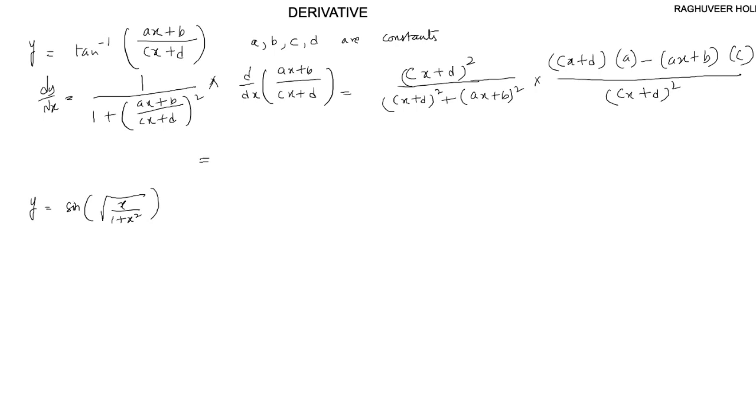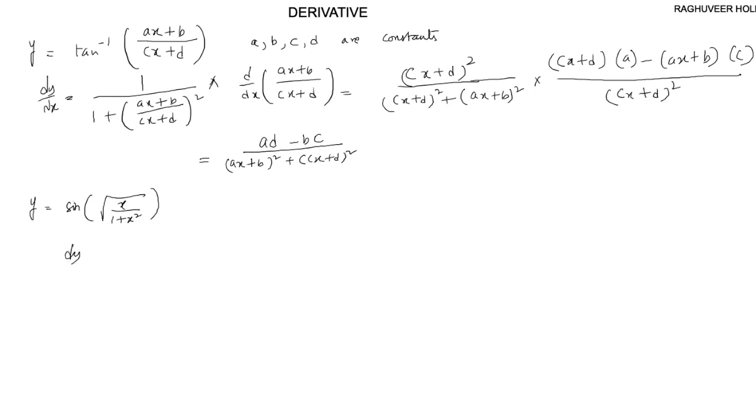Okay, now then after simplifying this, we get (ad minus bc) by ((ax + b) whole square plus (cx + d) whole square). Okay, now let us see the next problem.